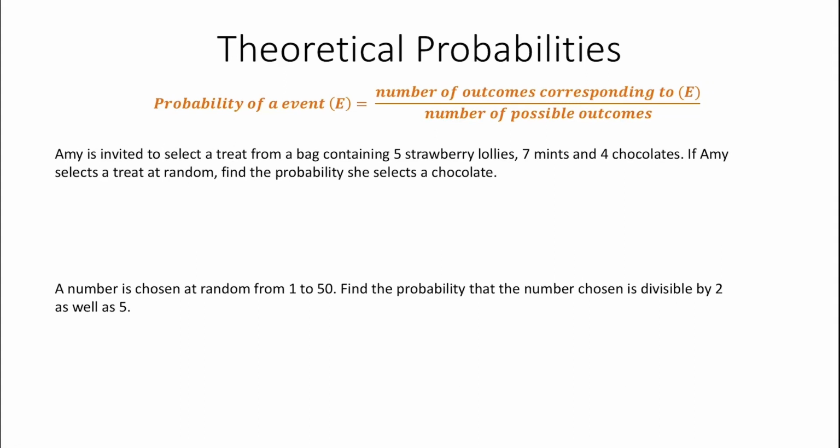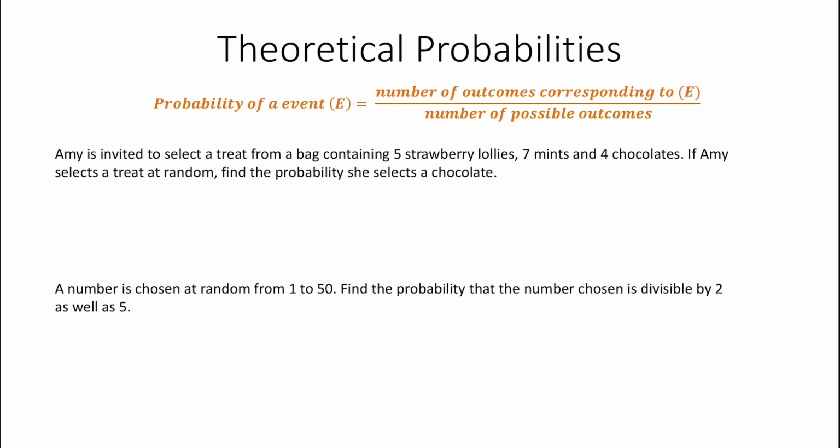Okay, so we're going to do a couple of examples about theoretical probabilities. So we have our formula up here. To calculate the probability of an event happening, and an event is just something like rolling an even number when rolling a dice or picking a diamond out of a deck of cards, that's the event. This is equal to the number of outcomes corresponding to that event divided by the number of possible outcomes. So let's talk about that in the context of this first problem here.